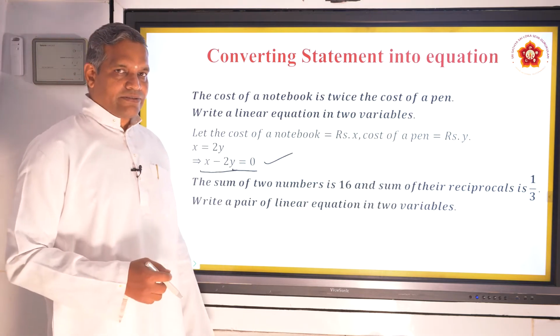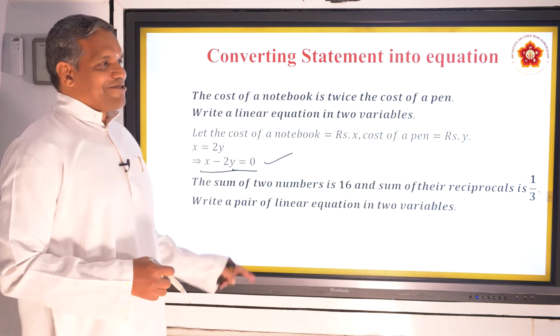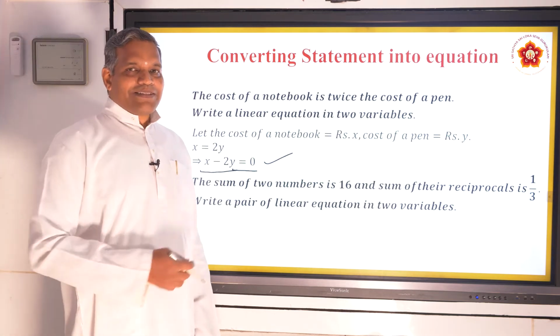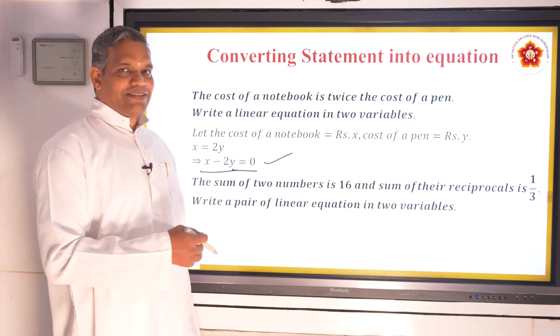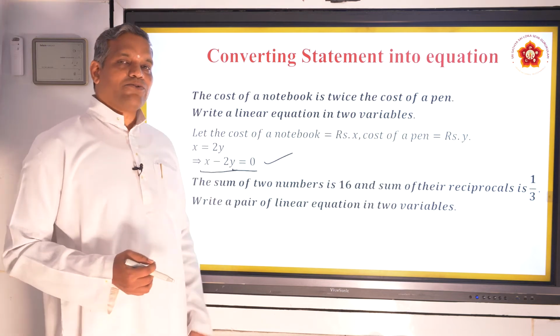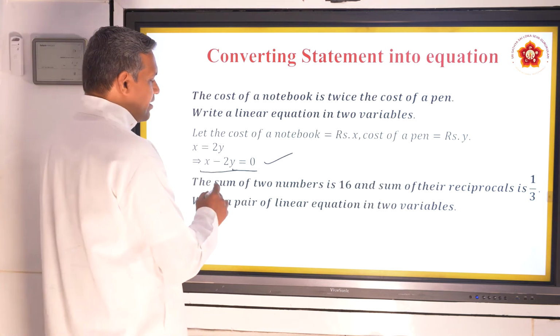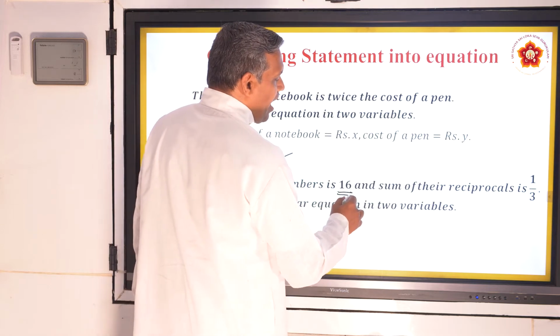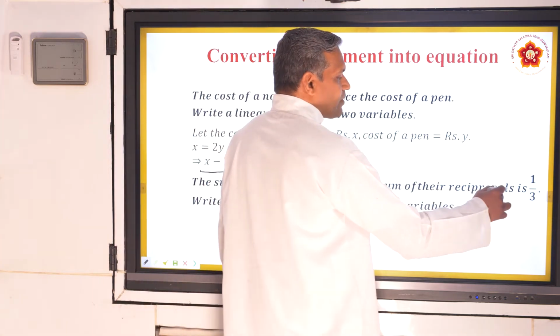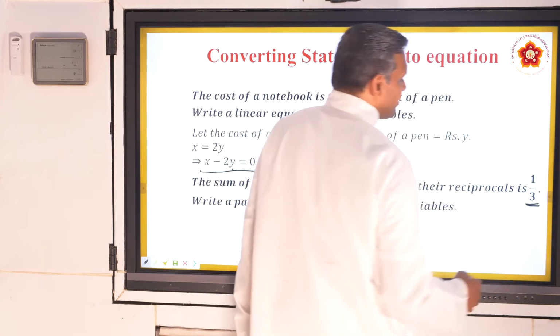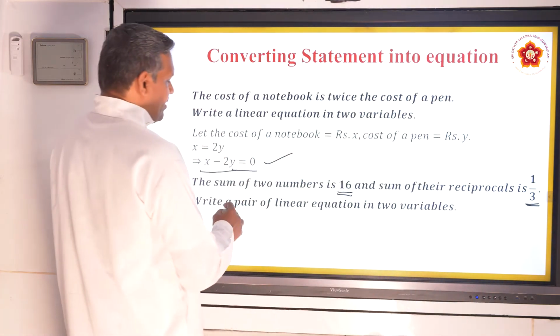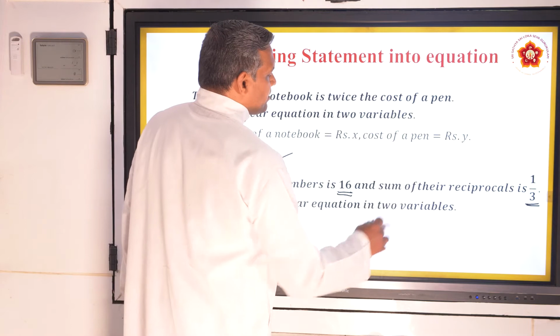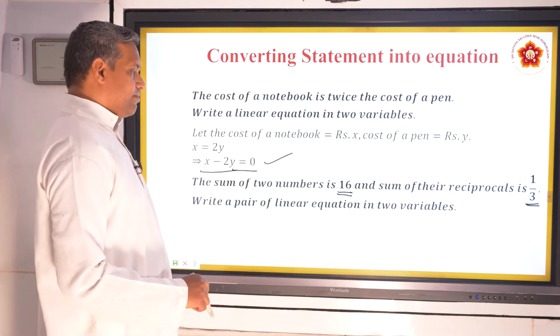Second case, let's look into. This is a 10th standard sum. You'll wonder, you'll do better than the 9th standard sum. This is such an easy thing. You are asked to form 2 different equations. The sum of 2 numbers is 16 and the sum of their reciprocals is 1 by 3. So write a pair of linear equations in 2 variables.